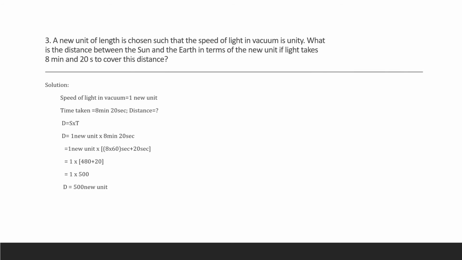A new unit of length is chosen such that the speed of light in vacuum is unity. What is the distance between Sun and Earth in terms of the new unit if light takes 8 minutes and 20 seconds to cover the distance? Simple question. They have given speed and time. We have to find out the distance. We know that the speed of light in vacuum is 3 into 10 raised to 8 meter per second, isn't it? Now they have given a new unit of length, and we have to find the distance in the new unit.